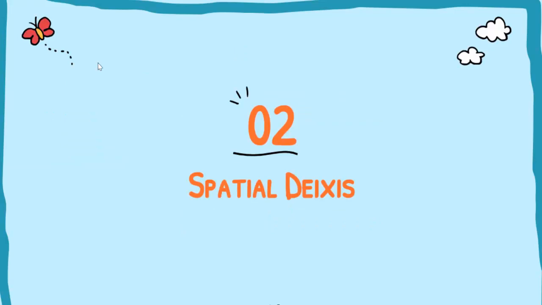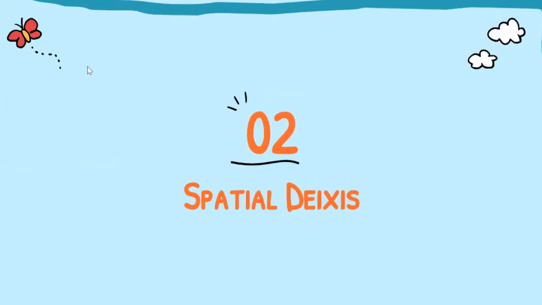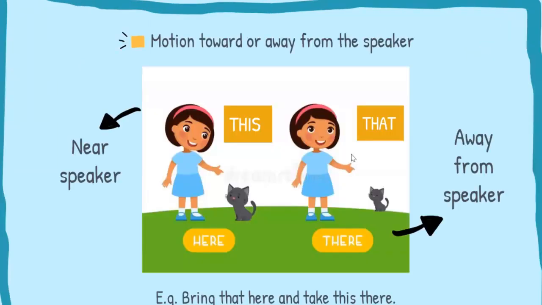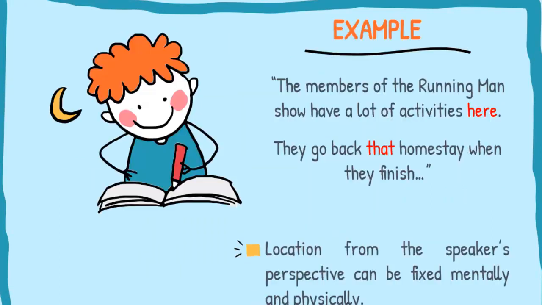In spatial basics, there are some common adverbs and demonstrative pronouns which are used to indicate the location of people and things. For example, here, there, this, and that. These words include the meaning of motion toward or away from the speaker. Besides that, location from the speaker's perspective can be fixed mentally and physically.